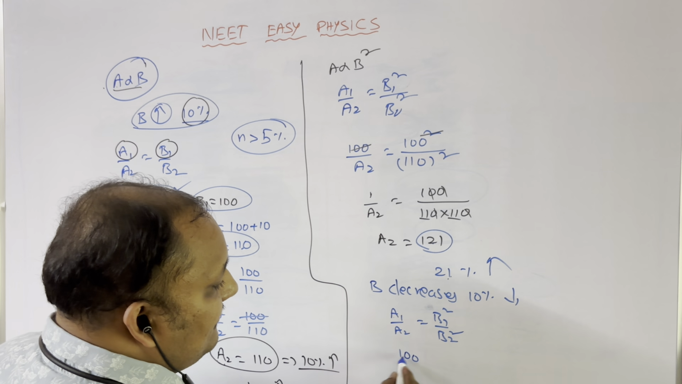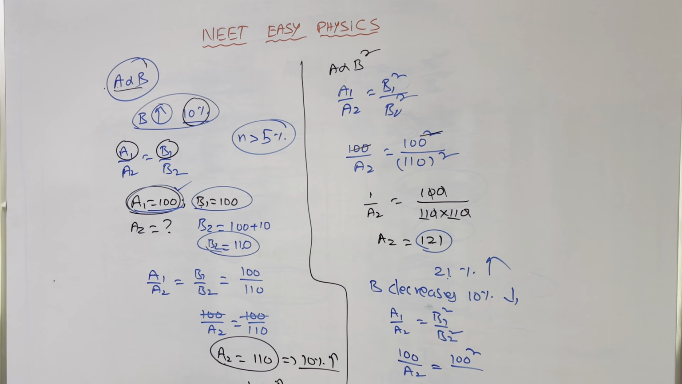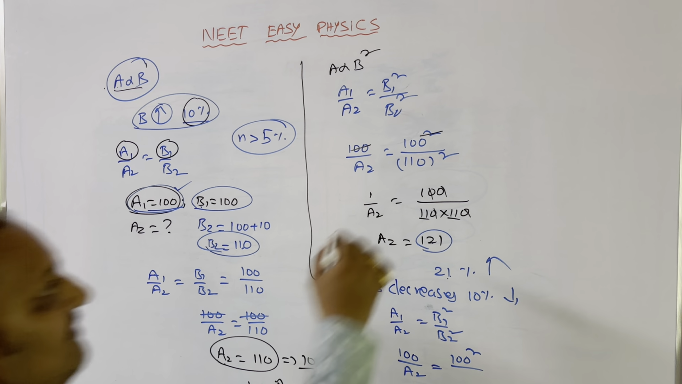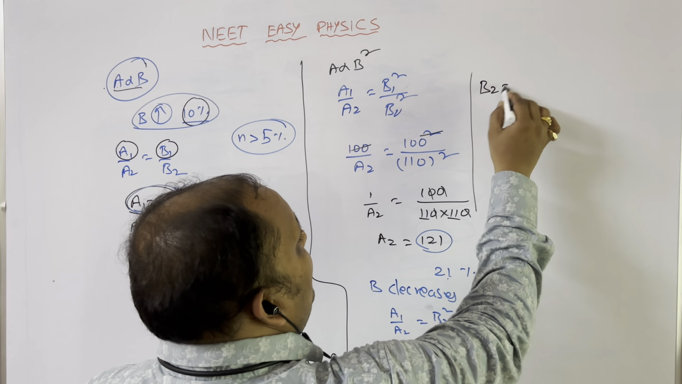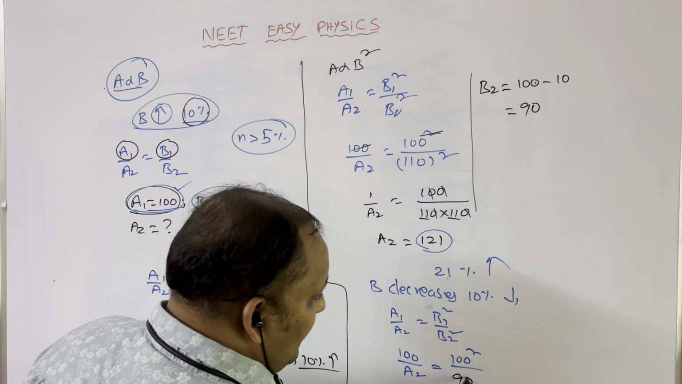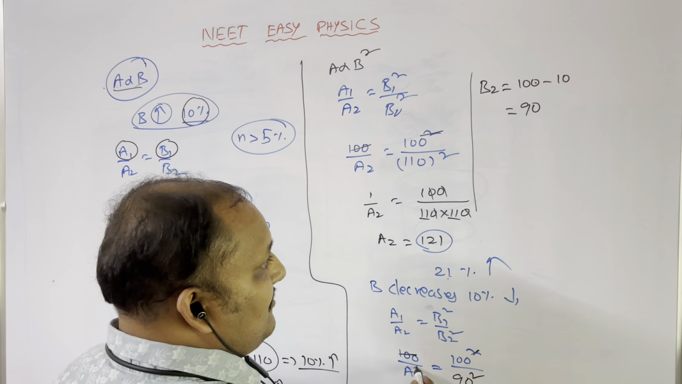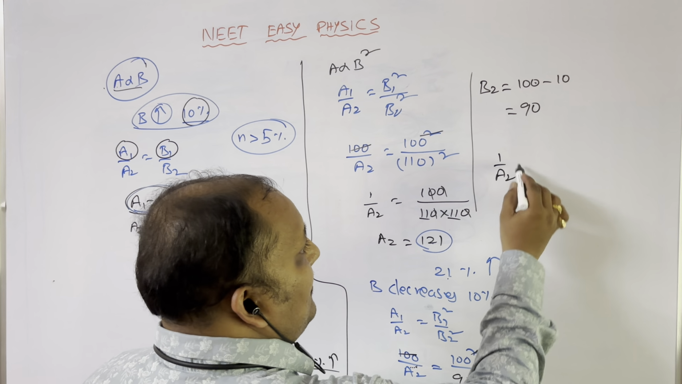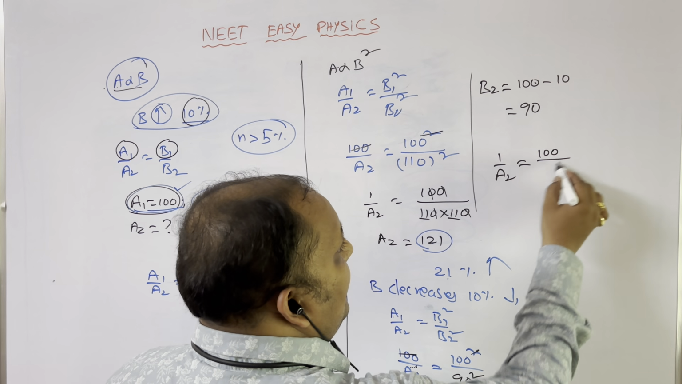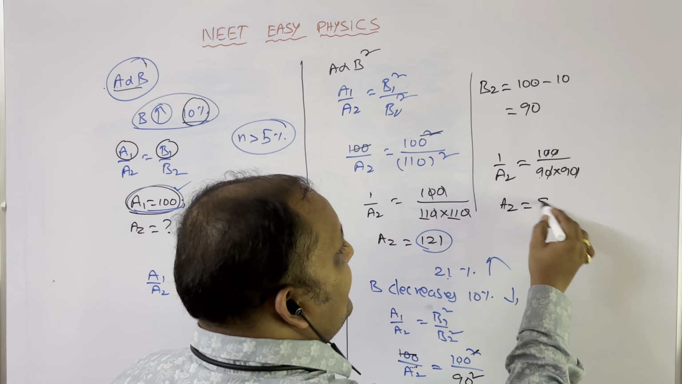So A1 is 100, A2 we should calculate, B1 is 100 square. Now what is B2? Previously B increased 10%. Now B decreases 10%. Whenever B decreases 10%, B2 we should take 100 minus 10. That is going to be 90. Therefore 90 square we have to take. So 100 will be cancelled and 1 by A2 is equal to 100 by 90 into 90. So 2 zeros will be cancelled. Now A2 is 9 9s are 81.